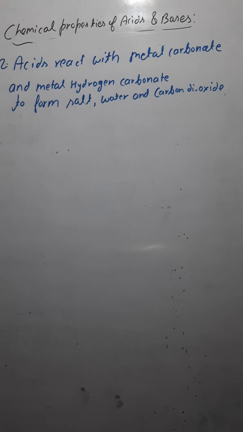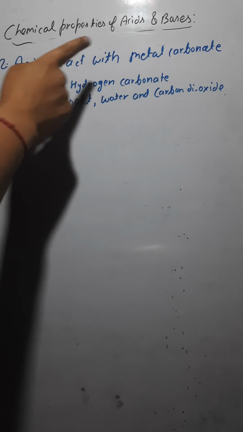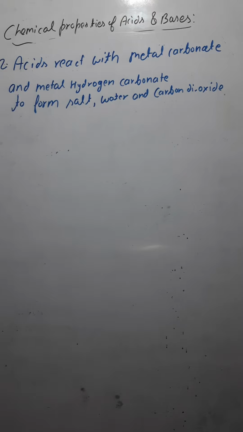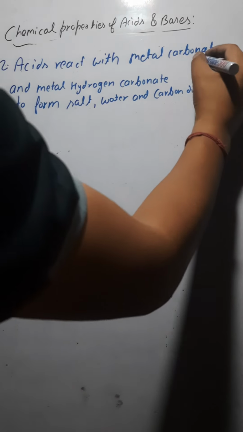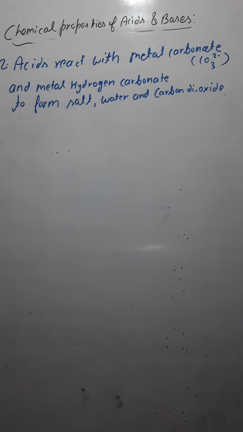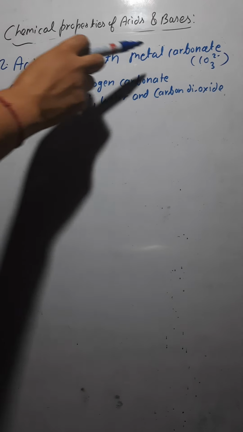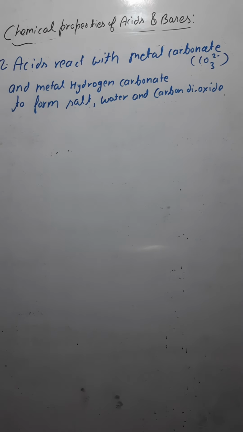This is the next chemical property of the acids: acids react with metal carbonate. So what is a metal carbonate? The carbonate ion is in the form of CO3 2 negative. This is the carbonate ion, CO3 2 negative. Visible there? Yes.